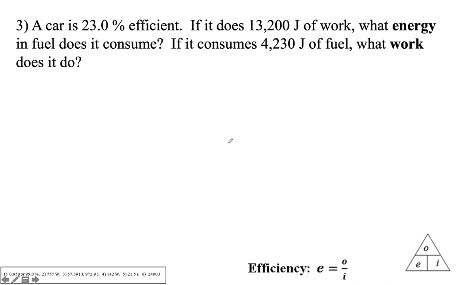A car, this would be like the engine of the car maybe, but anyway, it's 23% efficient. So efficiency is 23.0%, which remember, percent means divide by 100. Per is divide and cent is 100, right? So divide that by 100 and the decimal form is 0.23.